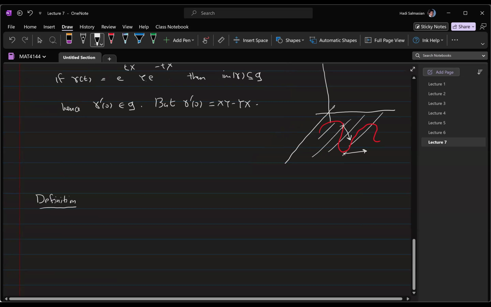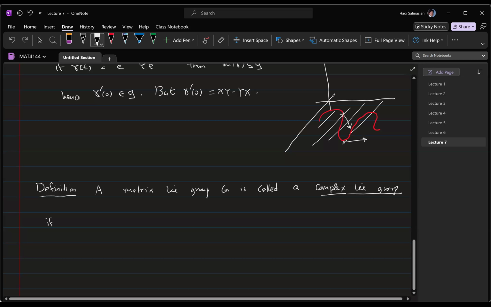So here's the definition: a matrix Lie group G is called a complex Lie group if G is a C vector space, i.e. ix is in G for all x in G.